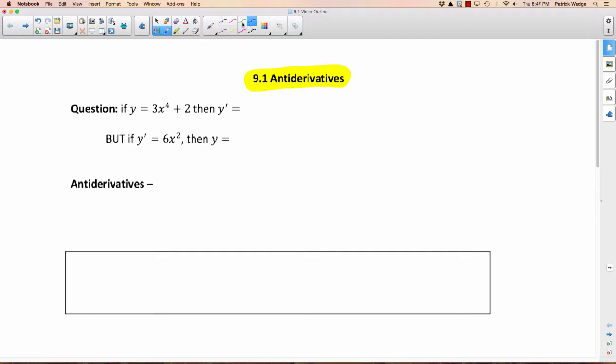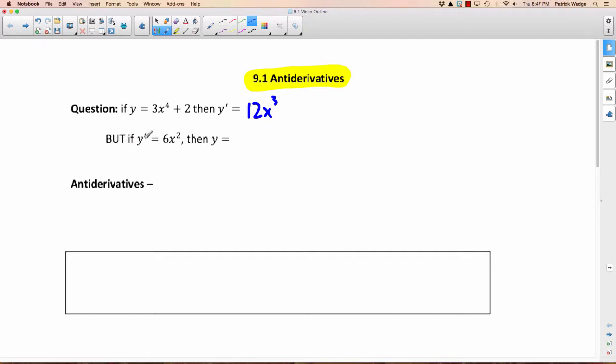Well, that should not be a problem at this point in the game. We're just taking the derivative of this, just have to use the power rule. Bring the 4 down, multiply by 3, we get 12x cubed. And of course, the derivative of a constant like 2 is 0, so don't even need to put it. There you go. Finished.